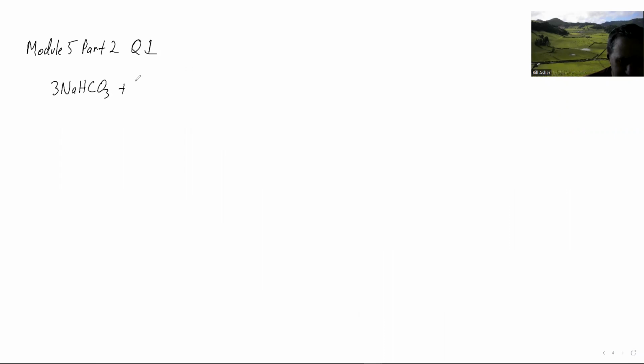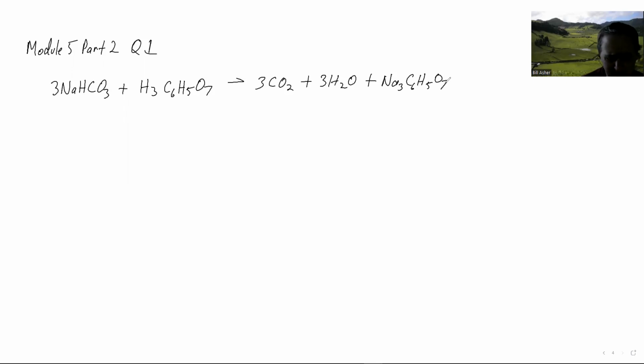And the reaction is 3 sodium bicarbonate, NaHCO3, plus citric acid, H3C6H5O7, goes to 3CO2 plus 3H2O plus sodium citrate, Na3C6H5O7. And see, this is an acid-base reaction because you have the acid here reacting with the base here to form, well, carbon dioxide comes off with water and then the salt of the acid, sodium citrate. So that's an acid-base reaction.